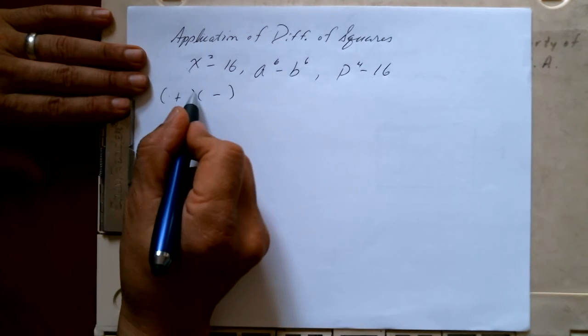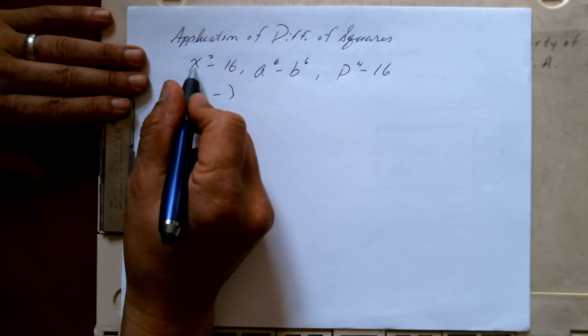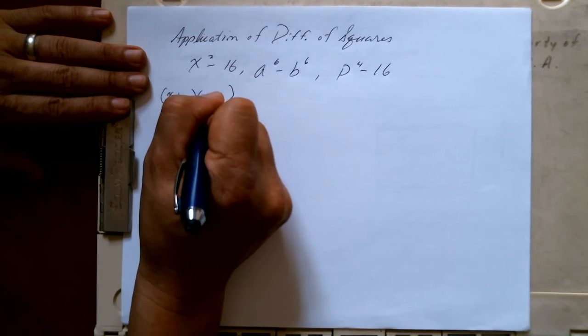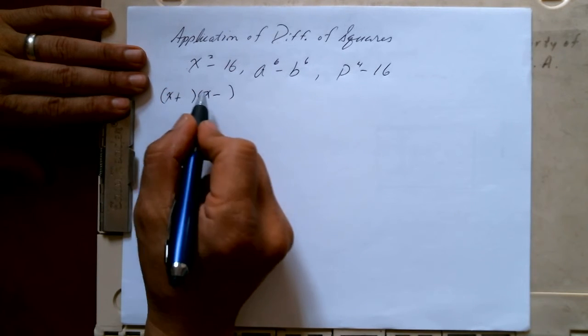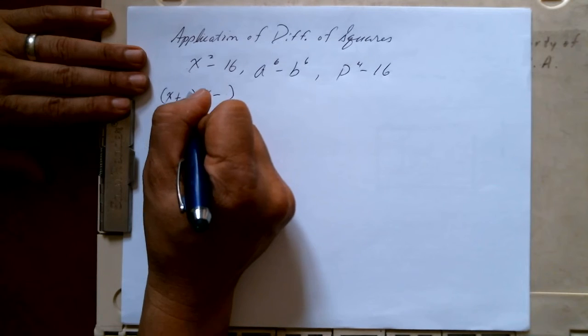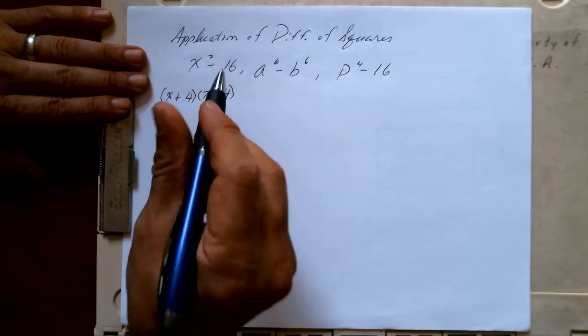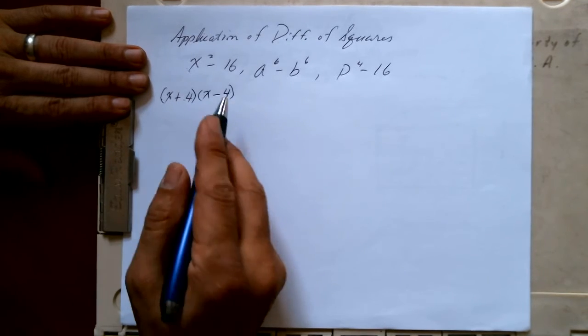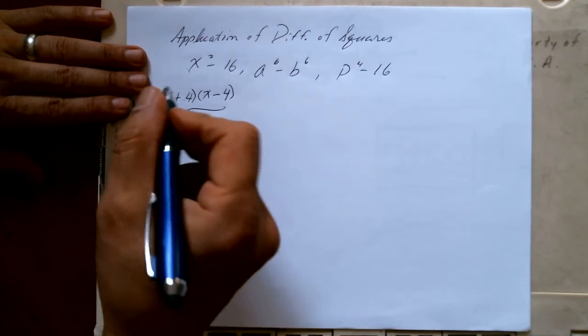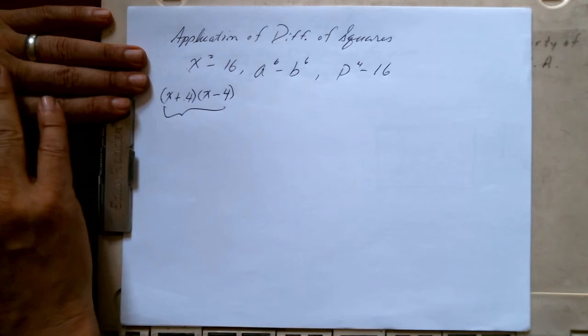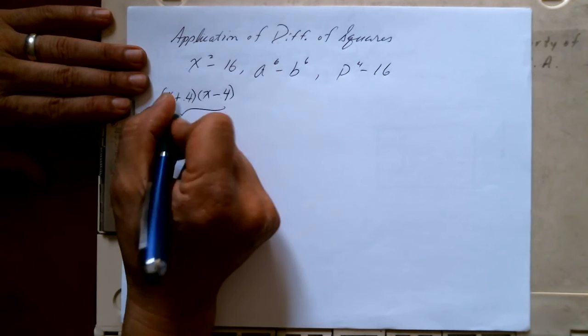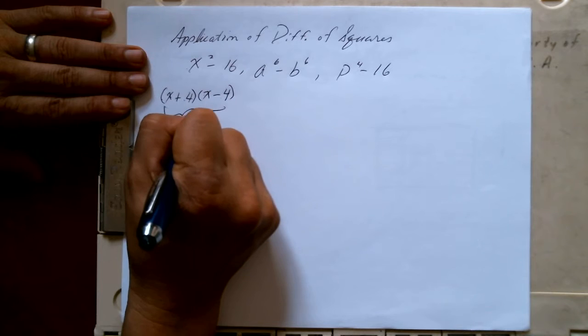Now, what are the first terms? What times what is x squared? It's going to be x times x. What times what is 16? 4 times 4 is 16. It has to be the same thing, except one's a plus and one's a minus. These factors, excuse me, have a very special name. They're called conjugates.